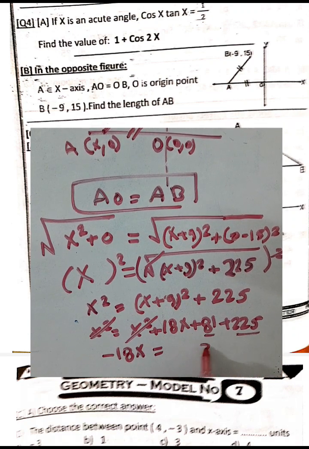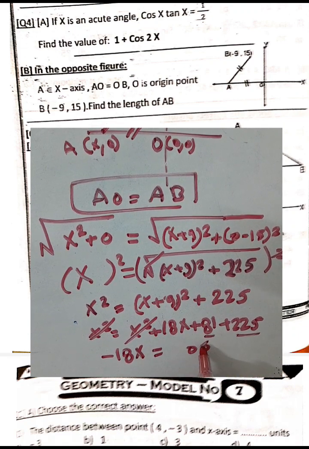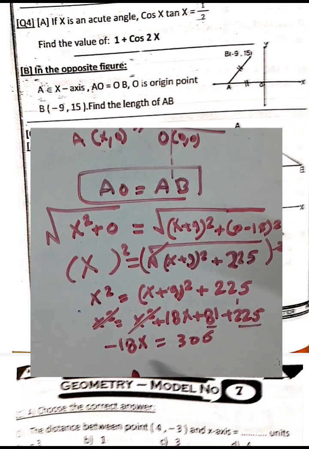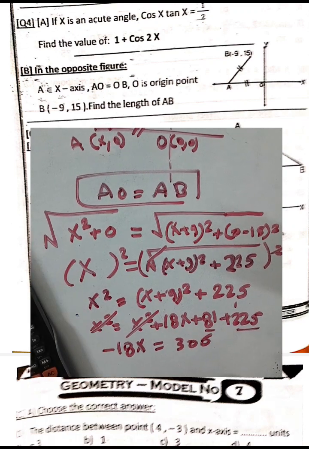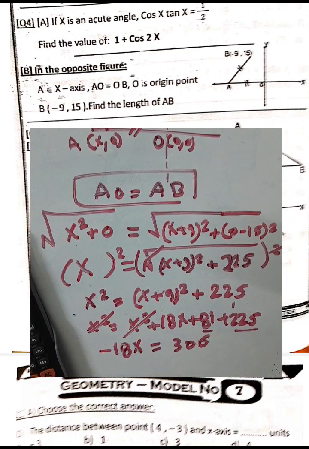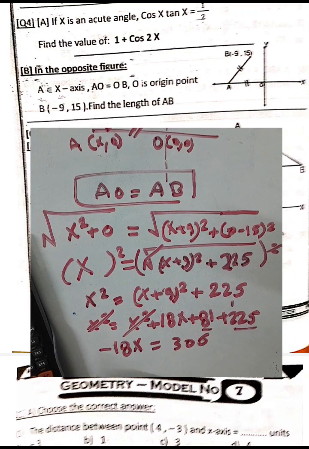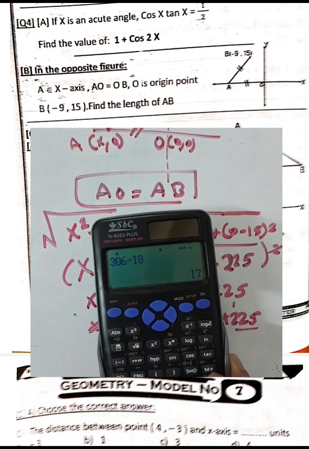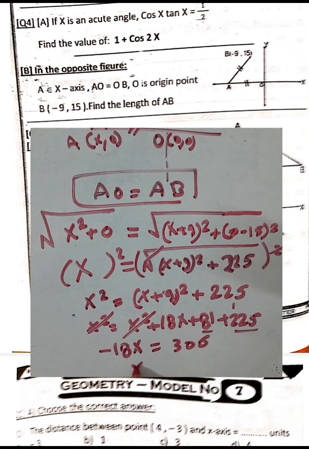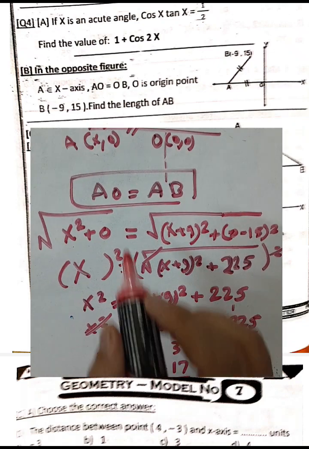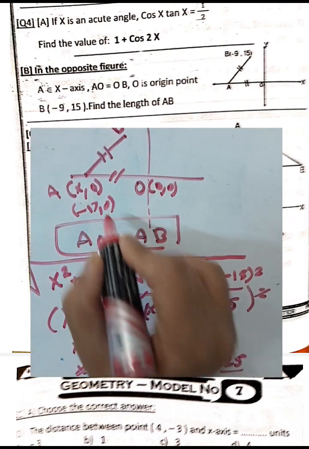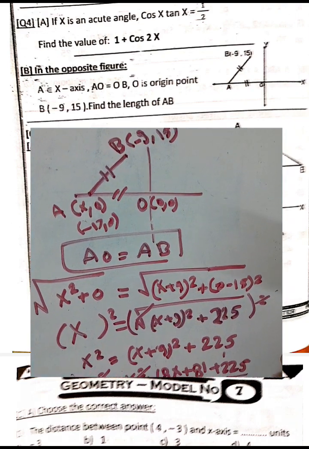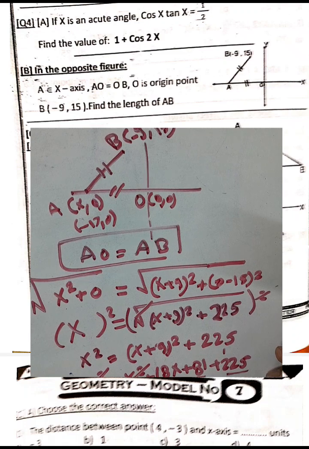5 plus 1 equals 6, and 2 plus 8 equals 10. 0 and carry 1, plus 2 will be 3. 306. We will divide it by 18 using a calculator to find the result. Write 306 divided by 18. The result will be 17. Okay, then x will be negative 17. Then the order of this point here will be (-17, 0). Okay, understood? It's the result of this example.